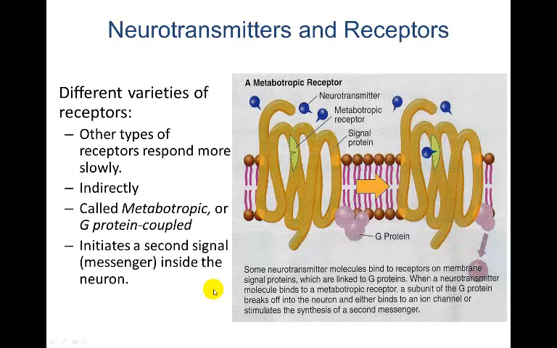The other type of receptor are metabotropic receptors, and here a neurotransmitter will bind to a metabotropic receptor, which causes secondary effects, a second messenger system, to be activated in the postsynaptic cell, which ultimately may open up an ion channel or cause other changes in this postsynaptic cell so that it will alter its firing rate, either increasing or decreasing the number of action potentials it's sending.